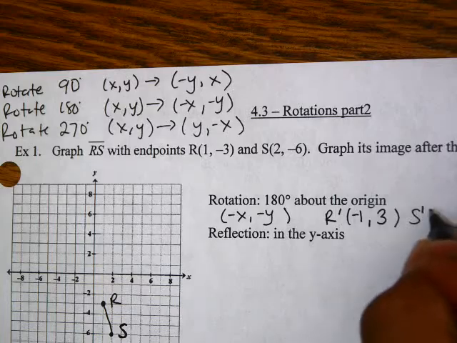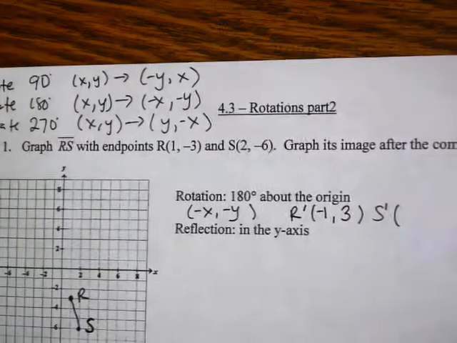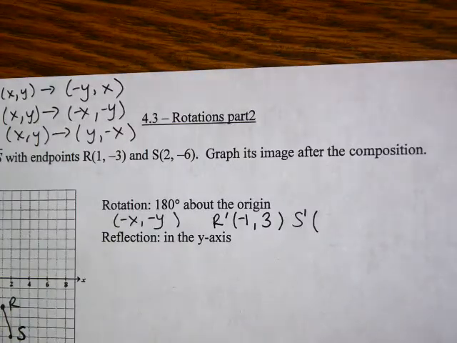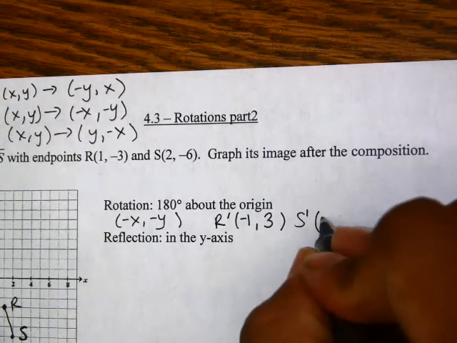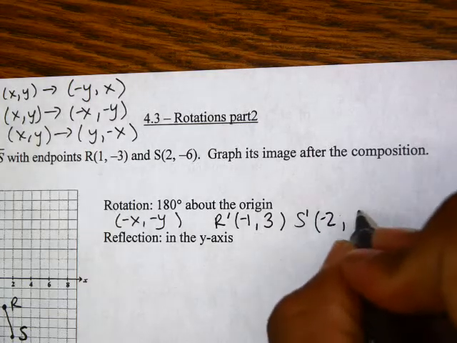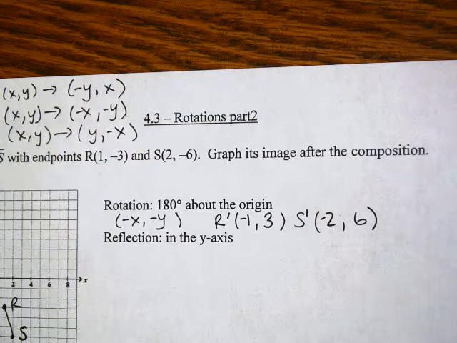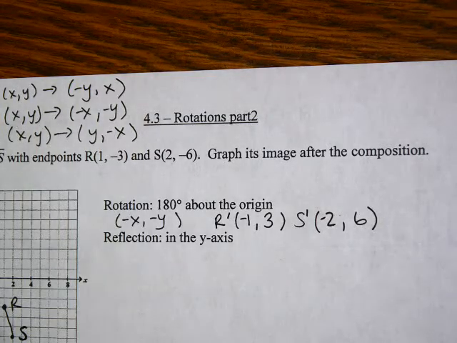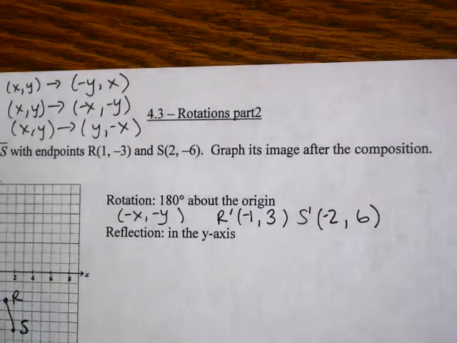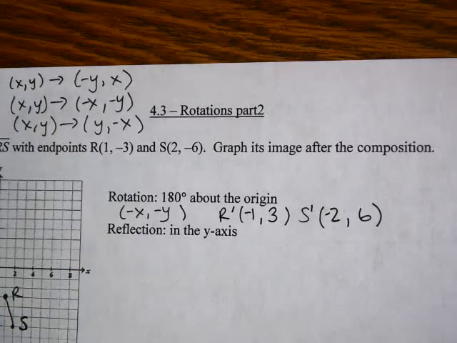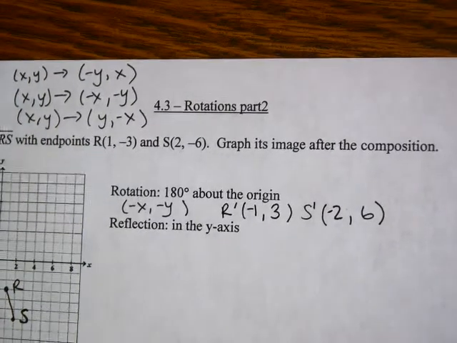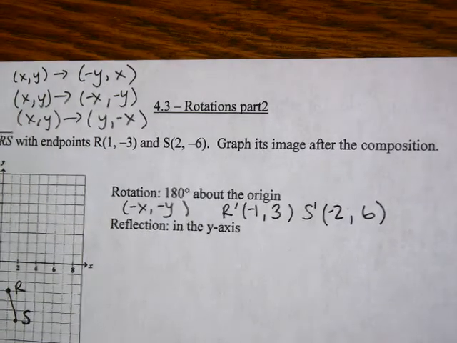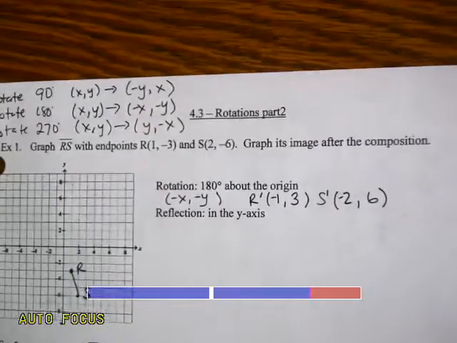Same thing for S prime. We apply negative x and negative y to it. We switch the sign on the x and switch the sign on the y. We get negative 2, 6. Okay. So that's where R prime and S prime are after we rotate R and S 180 degrees. Let's graph that before we move on.